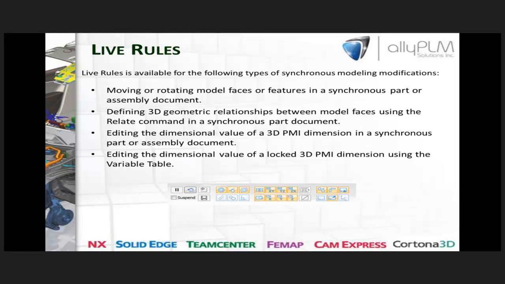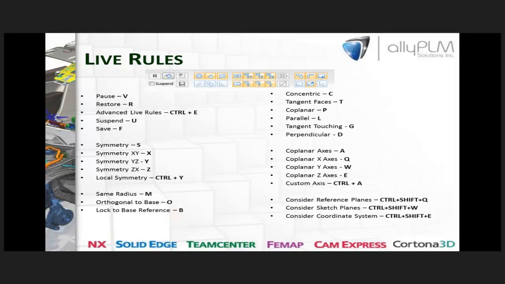Live rules automatically appears when you move faces, define 3D relationships, or edit dimensions. The active options in live rules determine how the rest of the model reacts to the edit that you're performing. And here's just a quick slide I made to show you each of the live rules and its keyboard shortcuts. These come in handy a lot.